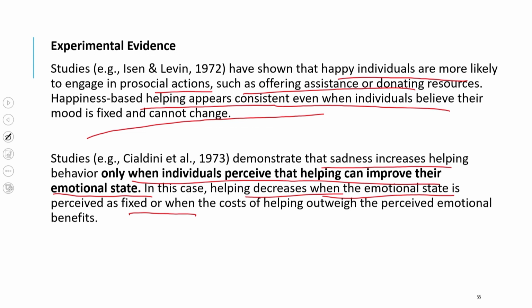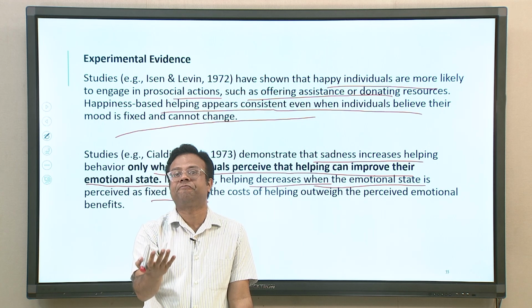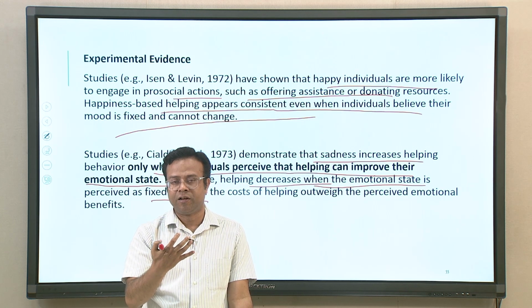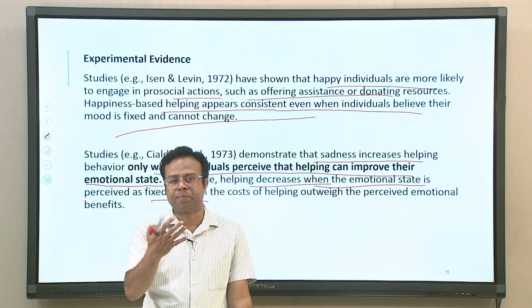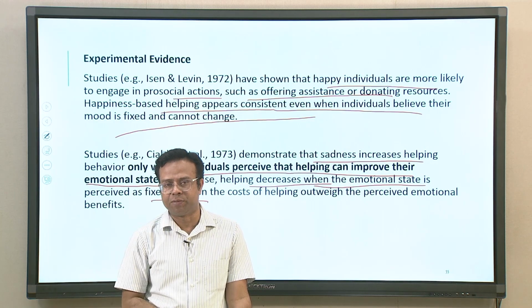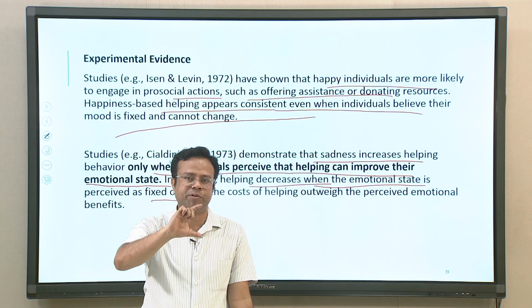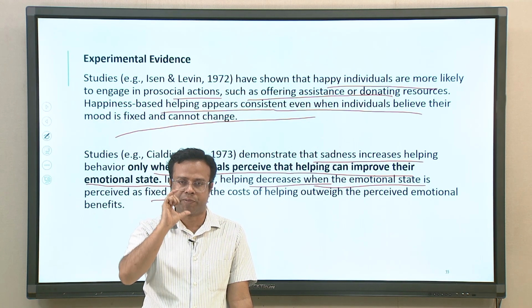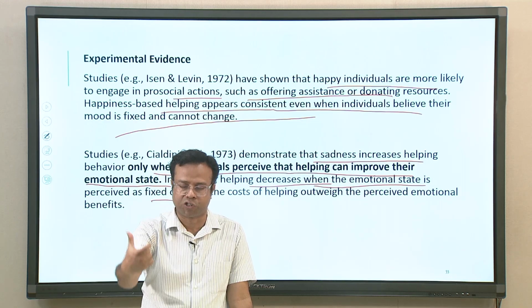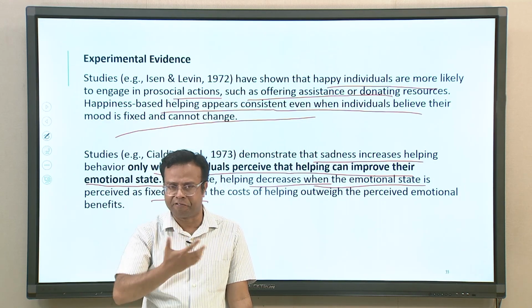But on the other hand, when people are in a positive emotional state, even when they perceive their emotions are fixed, despite that perception, people are more likely to engage in prosocial behavior. So, there is a difference between when people experience negative emotions and when they experience positive emotions; the tendencies may differ.